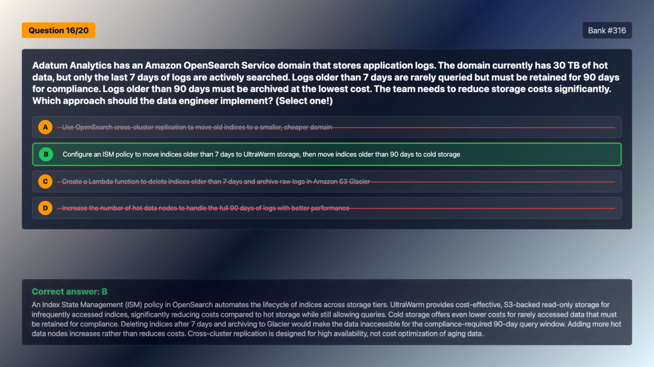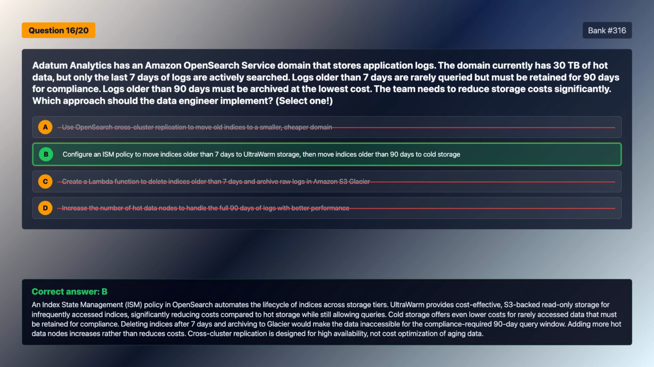The correct answer is option B. An index state management (ISM) policy in OpenSearch automates the lifecycle of indices across storage tiers. UltraWarm provides cost-effective, S3-backed read-only storage for infrequently accessed indices, significantly reducing costs compared to hot storage while still allowing queries. Cold storage offers even lower costs for rarely accessed data that must be retained for compliance.